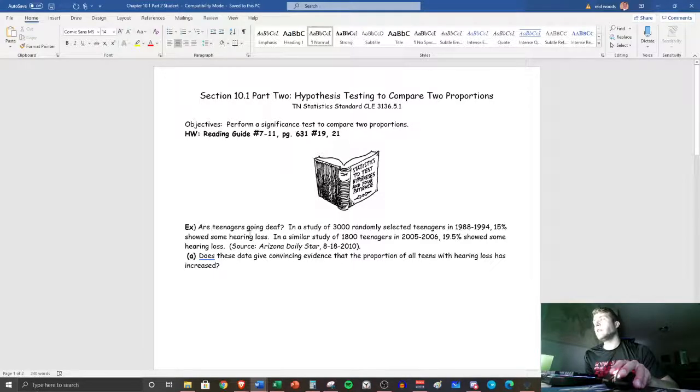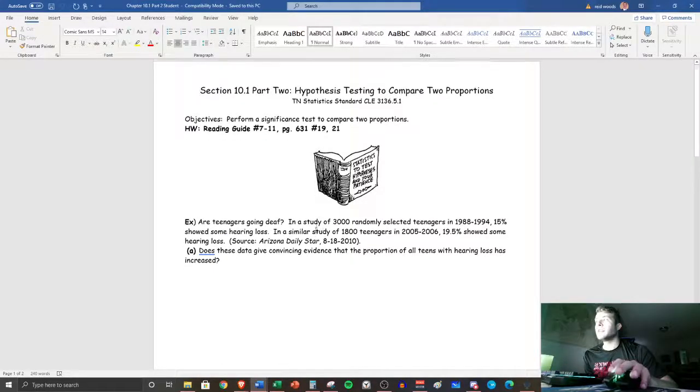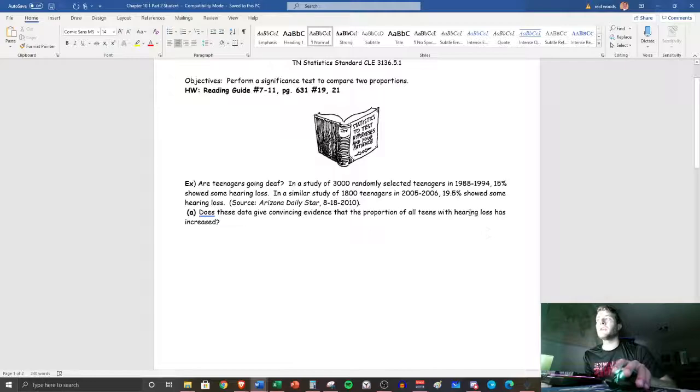So are teenagers going deaf? In a study of 3,000 randomly selected teenagers in 1988 to 1994, 15% showed some hearing loss. In a similar study of 1,800 teenagers in 2005-2006, 19.5% showed some hearing loss. Does this data give convincing evidence that the proportion of all teens with hearing loss has increased?